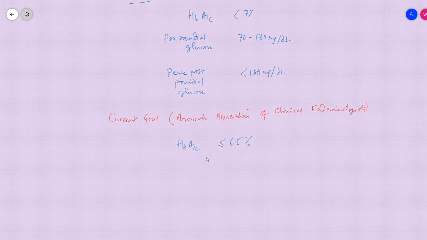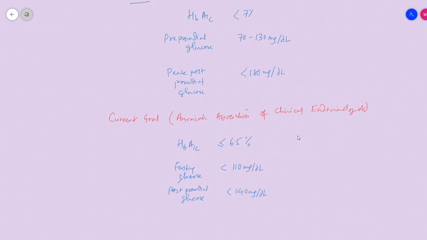It should be less than 6.5, and the fasting glucose should be less than 110 milligram per deciliter, and the postprandial glucose should be less than 140 milligram per deciliter. So the point is, this goal of HbA1c becoming less than 6.5 means that the blood glucose should be controlled throughout the day.